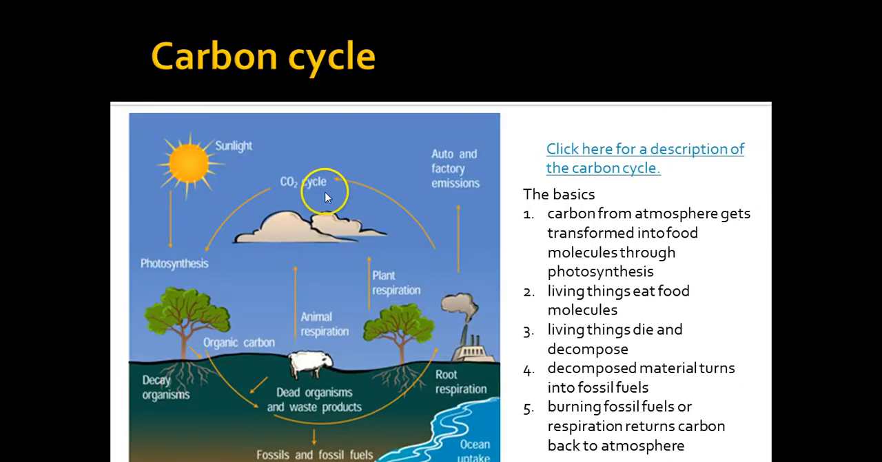Carbon does something similar. If we start up here in the atmosphere, carbon gets transformed into food molecules through photosynthesis, which happens in plants. So the plant uses the sunlight and the water and the carbon and turns it into something that both the plant and the animal can break down as food. Then other living things eat these food molecules. They die and decompose. They go into the soil. This decomposed material then turns into fossil fuels like coal and natural gas. And then we burn those fossil fuels, which returns the carbon back to the atmosphere.